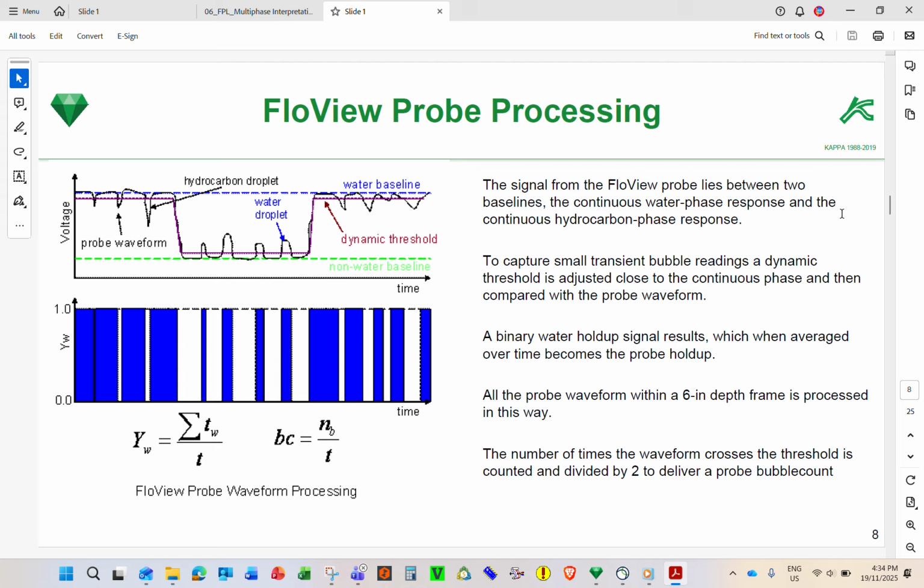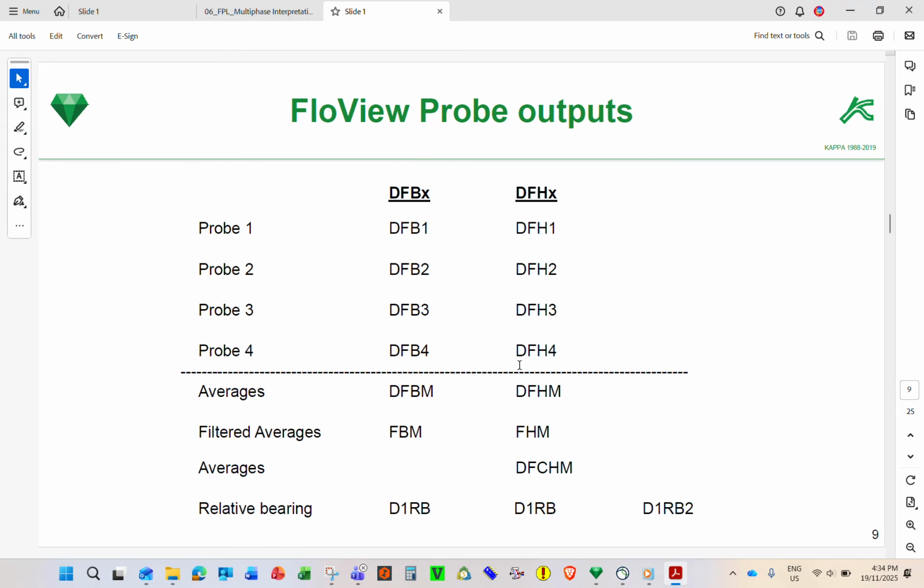For example, if you have 4 probes, you have 4 water holdups, 4 bubble counts. So they're coming from the tool itself, from the probes. So this one, TFB is bubble count, TFH is holdup for each different probe. TFBM is the average, TFHM is the average, the mean value. And the filter average, usually we don't use that one.